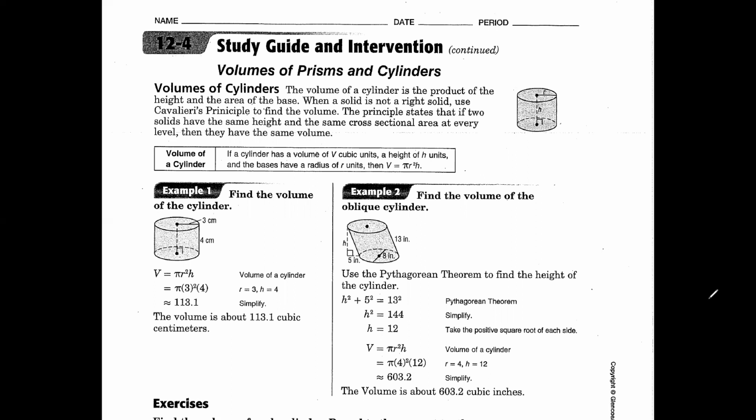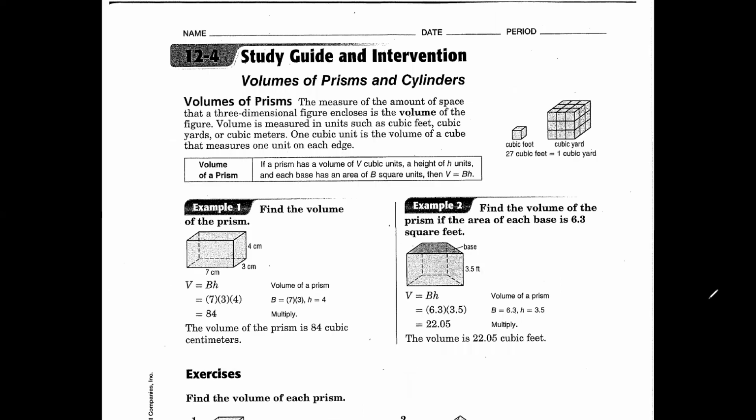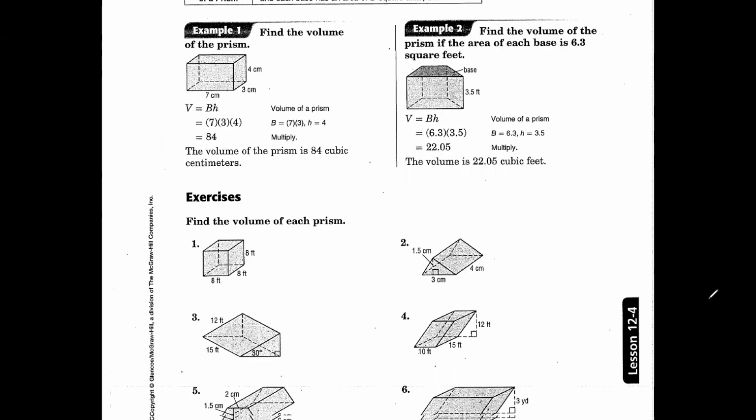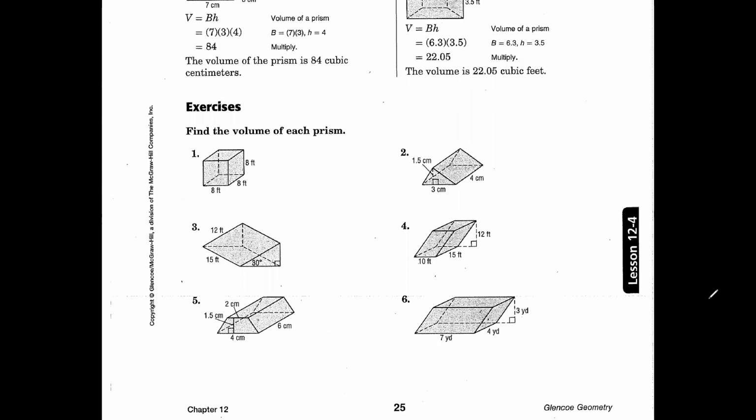And just like our prism, our cylinder has the same equation: base area times height. Now, they do already have the area of a circle formula plugged in because the base is always a circle. But again, it's still base area times height. So it's the same formula. All right, let's go back to the other page. Let's do some examples. So down here on the bottom, the first one's really easy, so I'm going to skip that one. Let's do number 3.